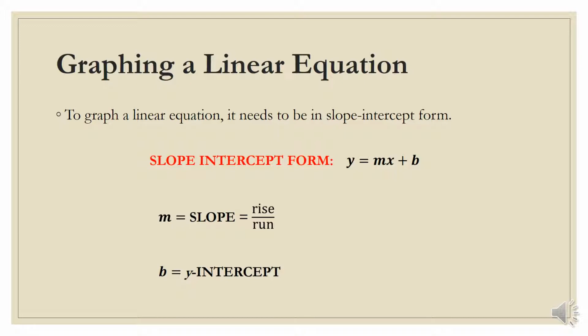Right, so the first way that you probably learned slope was rise over run. That means that the rise is how much it goes up and down. The run is how much it goes left or right. The y-intercept is the place on the graph where the line crosses the y-axis, which is the vertical axis.